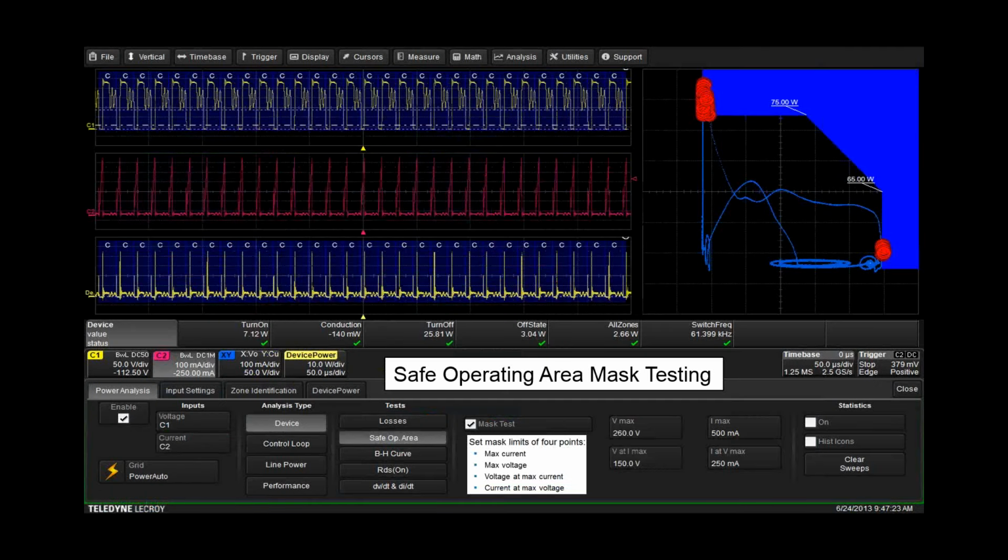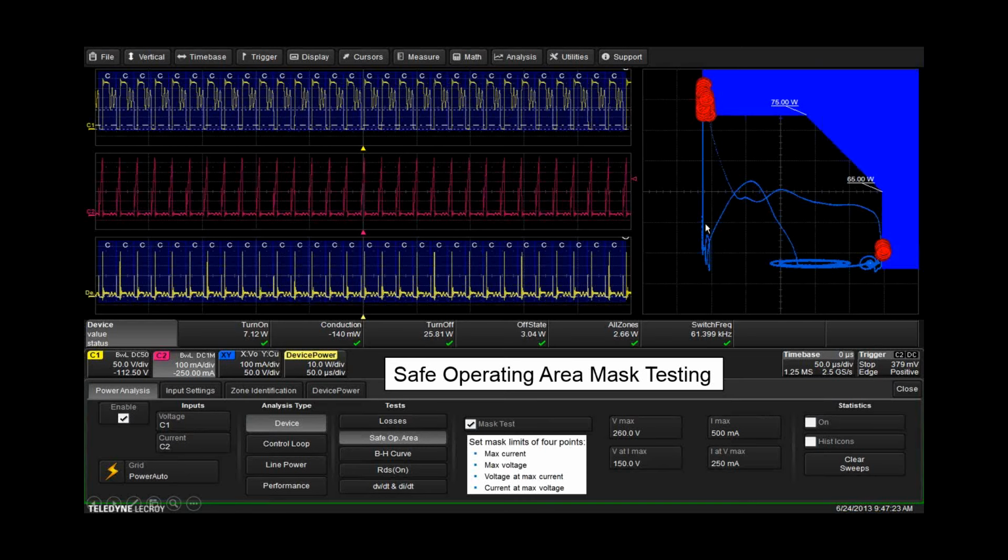So another measurement that you might be interested in making on the transistor itself is to look at the safe operating area. Typically in a data sheet for a MOSFET, for example, it's going to tell you what the maximum voltage, maximum current, and maximum power are for that device. So what you can do here is plot an XY display of the voltage versus the current. You can see on the x-axis is voltage, the y-axis is current.